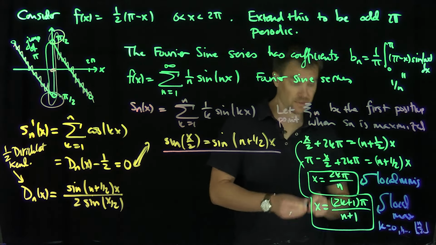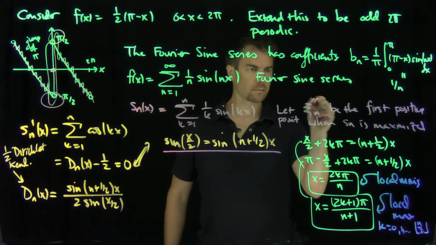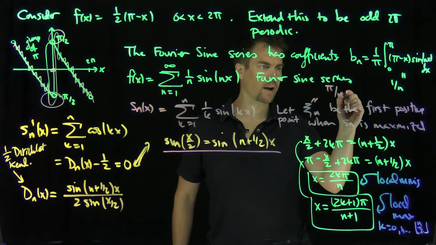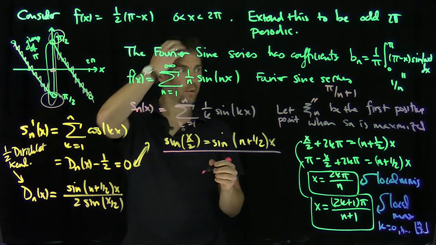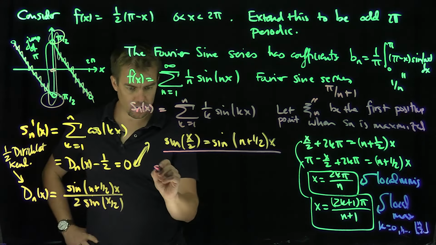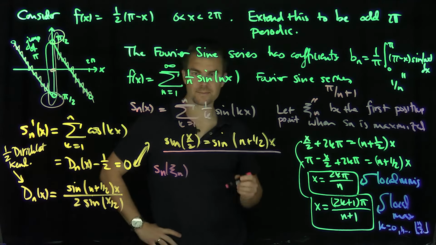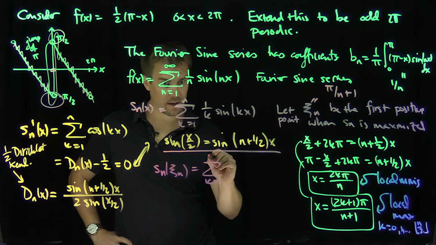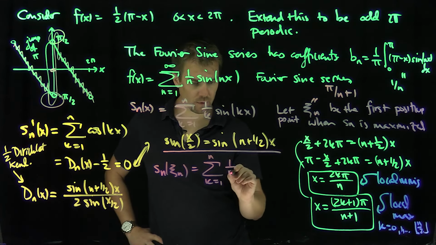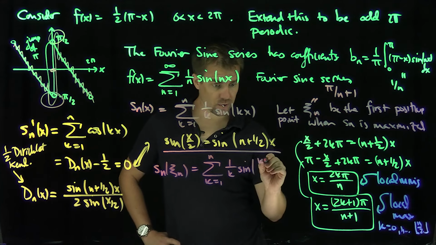And so in particular, this tells me what psi n is. Psi n has to be pi over n plus 1. That's my psi n. Now let's look at the partial sums at these points psi n. So if I look at Sn of psi n, so I plug in the points of maximum, this is going to be the sum, k goes from 1 up to n, of 1 over k, the sine of k pi over n plus 1.